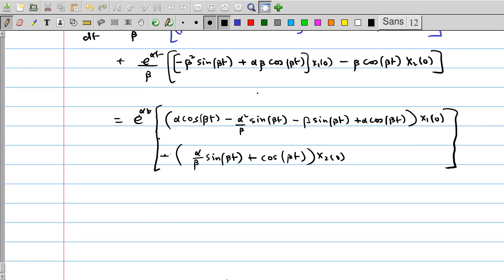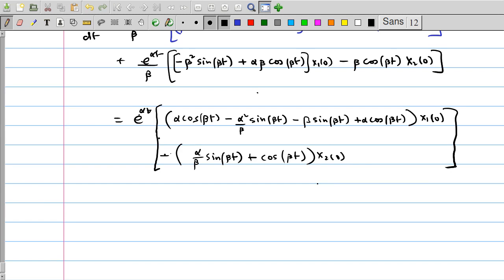Well, these just combined will be 2 alpha. There will be 2 alpha cosine, and then the 2 will go to the 2x1 plus x2 minus x2, because there's a cosine here too. And the sines will have minus alpha squared over beta minus alpha over beta. Maybe one can do something with that. So, we'll just leave it like this.